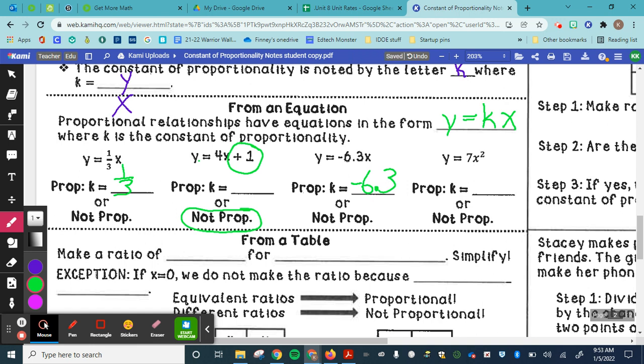How about the last one? Is it in the correct format or not? It's not. What messed it up? The 2, the exponent. Since it has an exponent, it's not allowed to have an exponent. There's no exponent by the x, so that one is also not proportional.